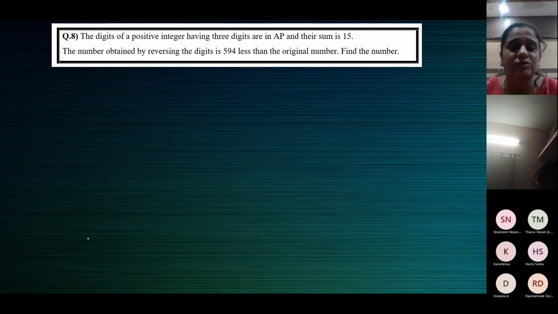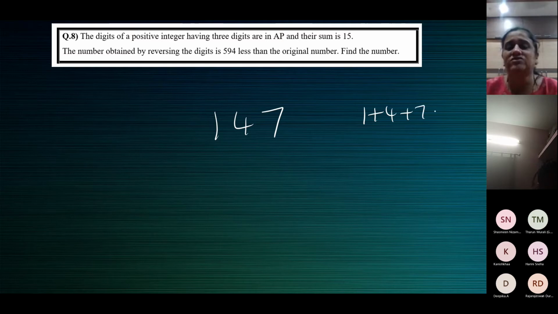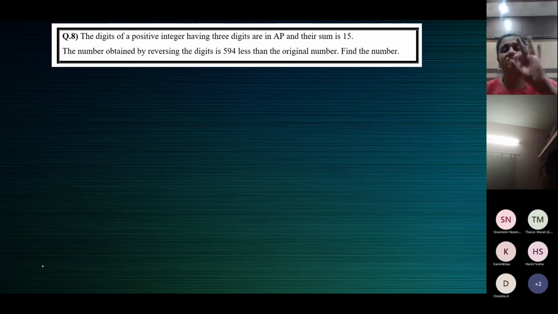The digits of a positive integer having 3 digits are in AP, and the sum of the digits is 15. Like in 147, what is the sum of the digits? 1 plus 4 plus 7 is 12. Here the sum is 12. In that number, the sum of the digits is 15. The number obtained by reversing the digits is 594 less than the original number. Find the number. So now the question talks only about 3 digits, and those 3 digits are in AP. So it's exactly 3. So your assumption should be a minus d, a, and a plus d.